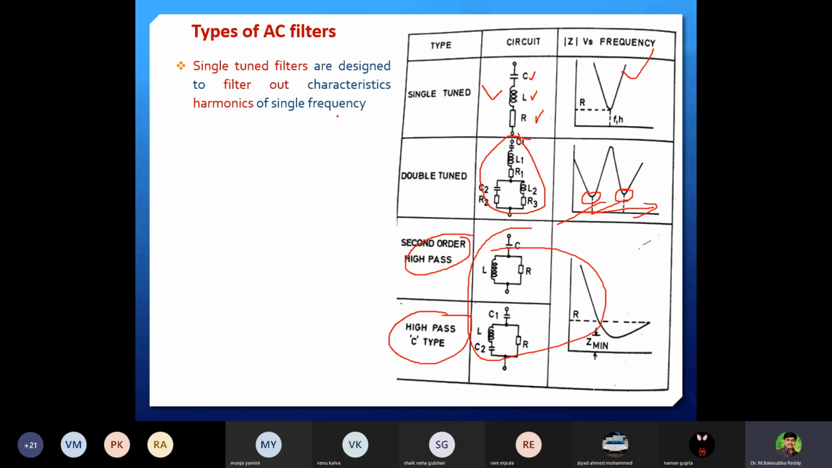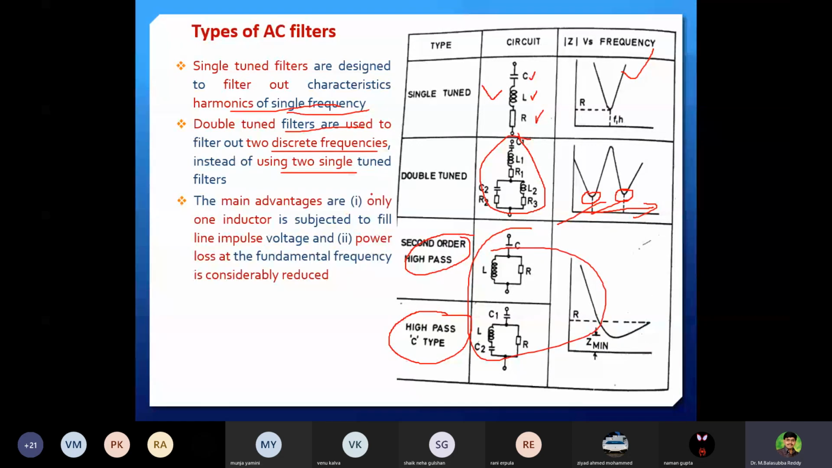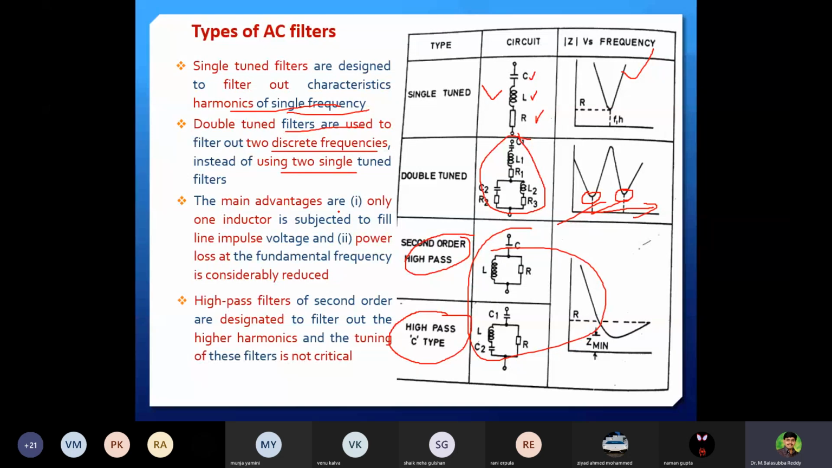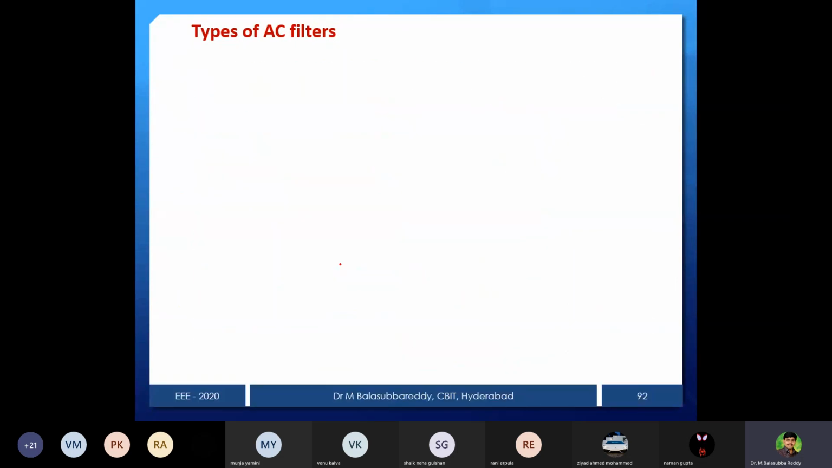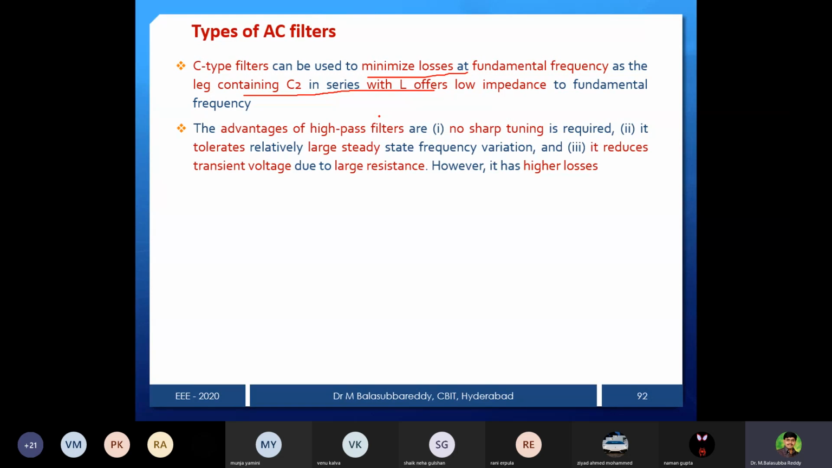Single tune filters are designed to filter out the characteristic harmonic of a single frequency. Similarly, double tune filters are used to filter out two discrete frequencies instead of two single tune filters. The main advantage is what I explained on the previous slide. High pass filters of second order are designed to filter out the higher order harmonic, and tuning of this is not critical. C type filters can be used to minimize losses at the fundamental frequency, as they contain C2 in series with L, which offers low impedance at that frequency.